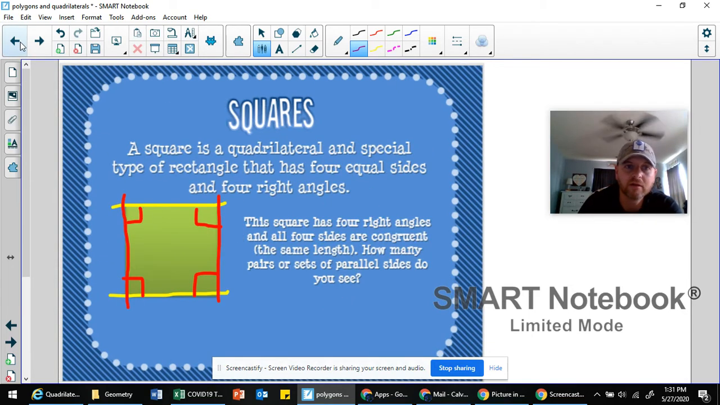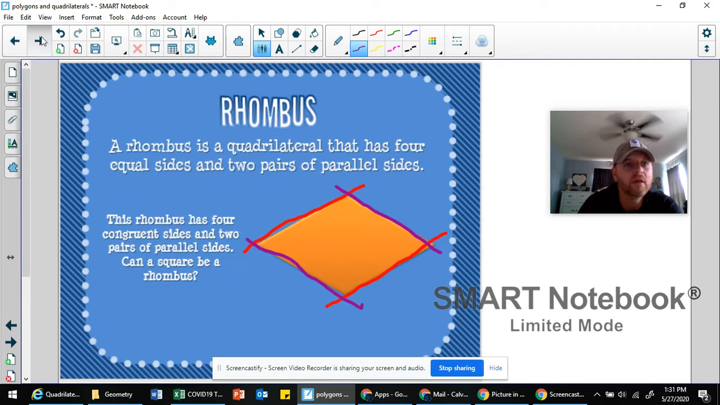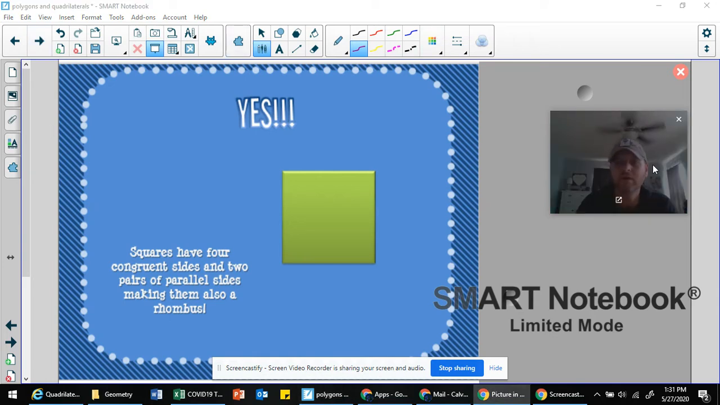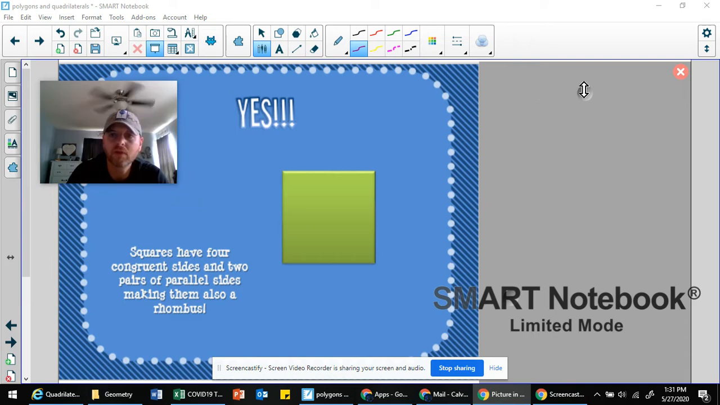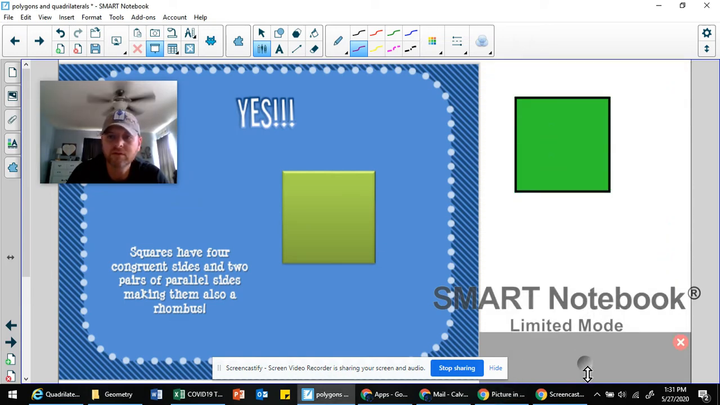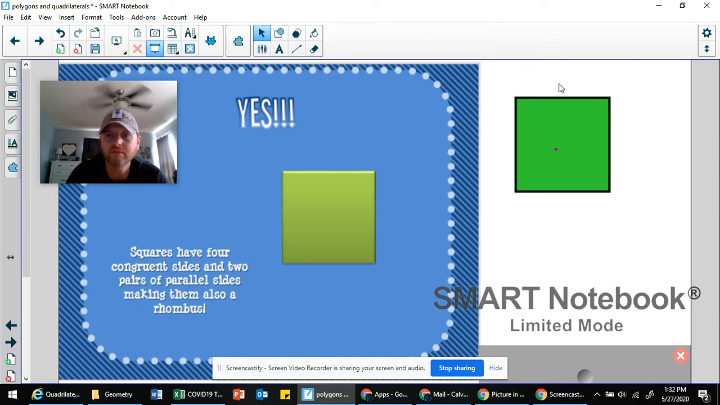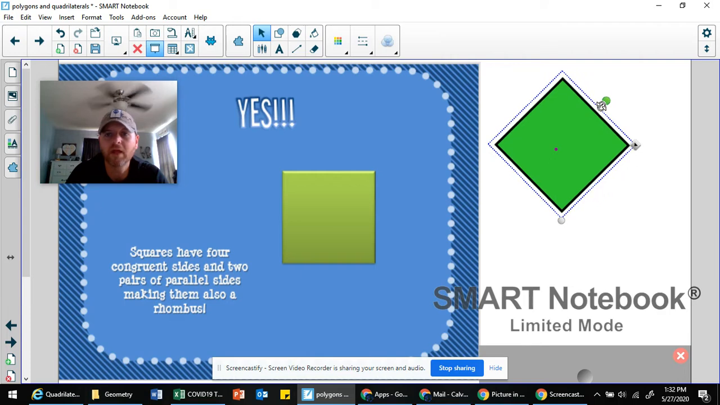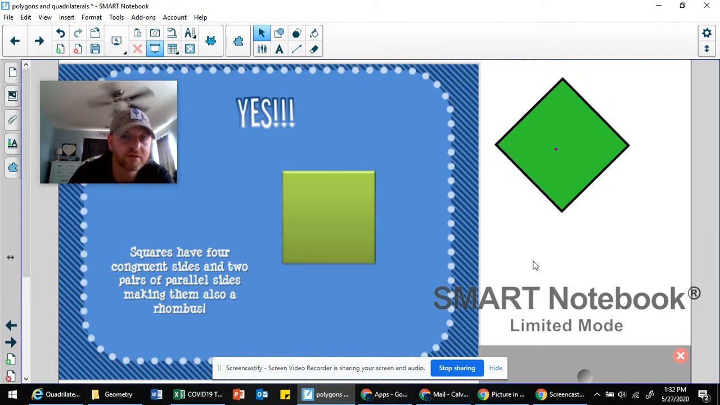If you're saying yes, you are correct. Squares have 4 congruent sides and 2 pairs of parallel sides, making them also a rhombus. Okay? Now, some of you are like, wait a minute, that doesn't look like a rhombus to me. Well, if you look at a square and you simply tilt it like this, now it kind of looks like a rhombus too, doesn't it?